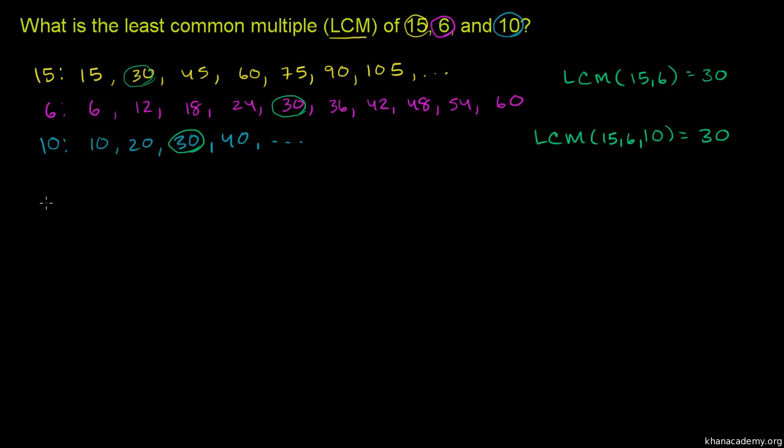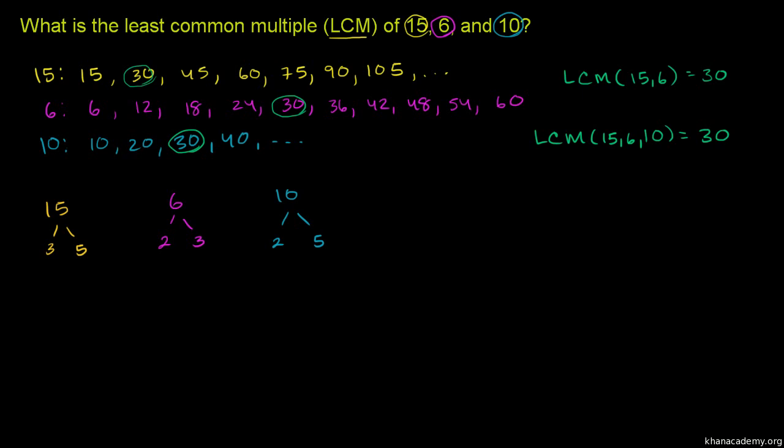So you could do it this way, or you could say 15 is the same thing as 3 times 5. And that's it. That's its prime factorization. 15 is 3 times 5. Both 3 and 5 are prime. We can say that 6 is the same thing as 2 times 3. That's its prime factorization. Both 2 and 3 are prime. And then we can say that 10 is the same thing as 2 times 5. Both 2 and 5 are prime, so we're done factoring it.